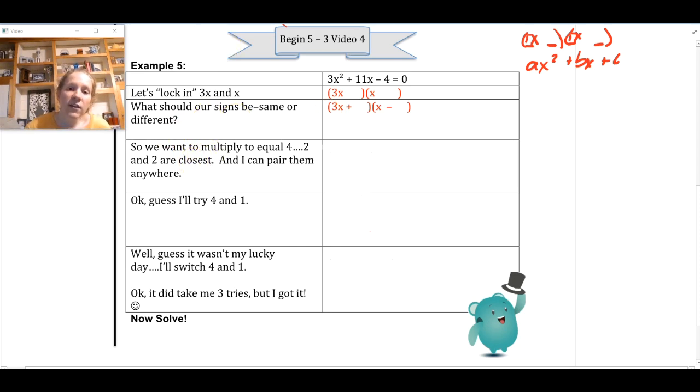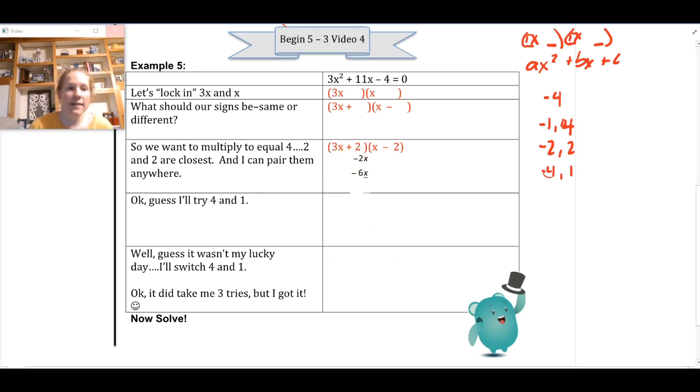All right. Now we've got to figure out what we could get by getting this 4. So again, I need my factors of 4. It's technically a negative 4, so I could have negative 1 and 4, negative 2 and 2, or negative 4 and 1. So that negative could end up on either one of those. We want to multiply to equal 4. 2 and 2 are the closest, and I can put those anywhere. So I'm going to try putting a positive 2 and a negative 2.